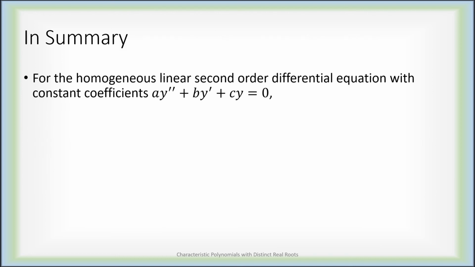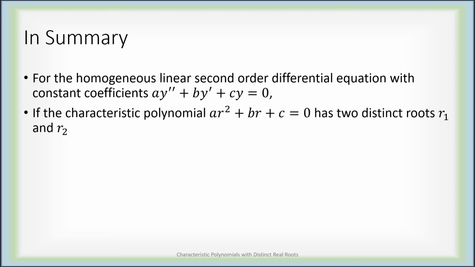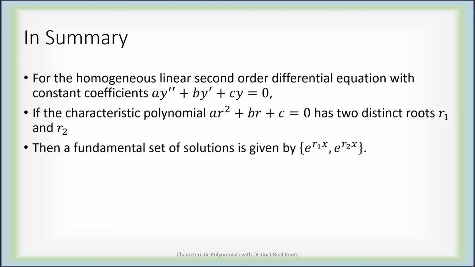Altogether, what have we learned? Suppose we have a homogeneous linear second-order differential equation with constant coefficients. In other words, ay double prime plus by prime plus cy equals 0. We form the characteristic polynomial ar squared plus br plus c equals 0. If that has two distinct real roots, r1 and r2, then a fundamental set of solutions is given by e to the r1x, e to the r2x.